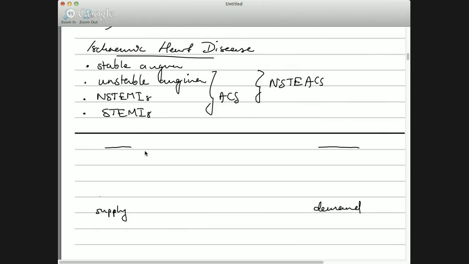Okay, anyway, back to this. So the supply will meet the demand, and that's all well and good. Now, let's go back to status quo.